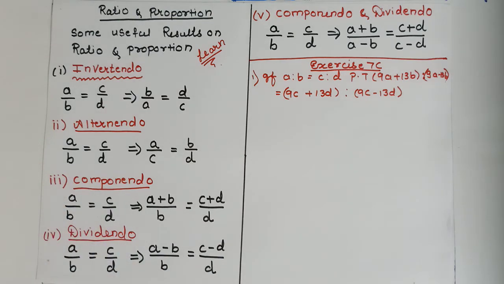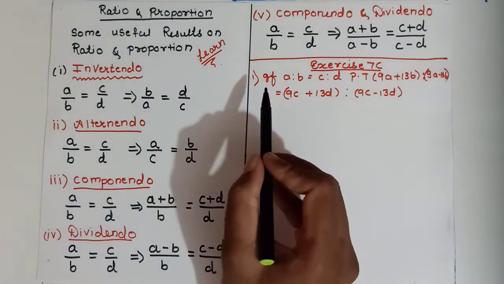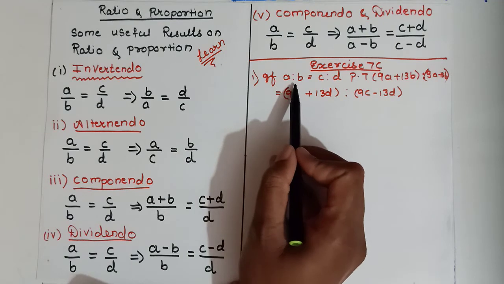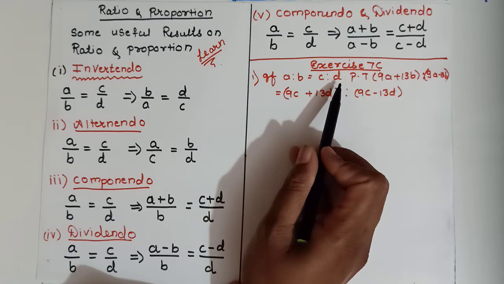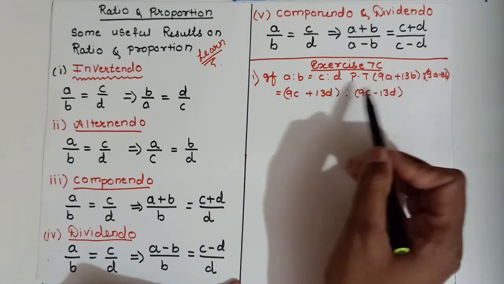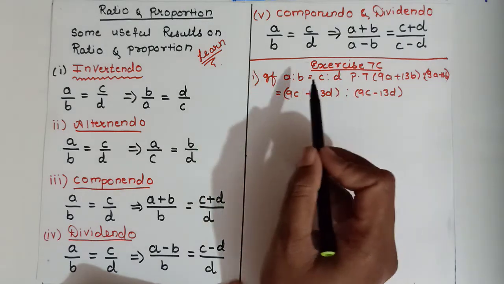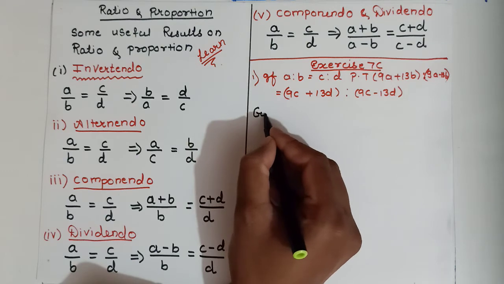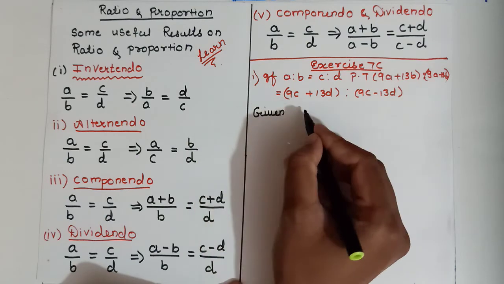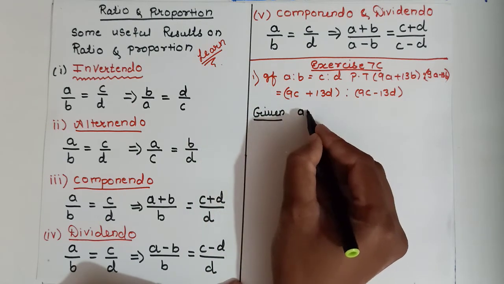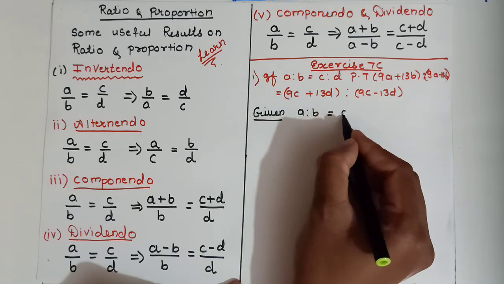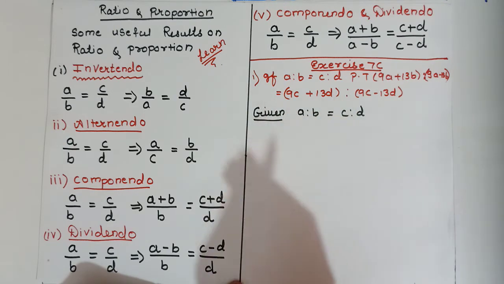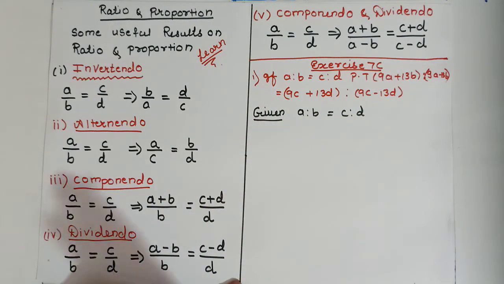Now let's see this problem. In this problem we have that A is to B equals C is to D, and you have to prove this. Whenever we have to prove something, whatever is given, that part we will take. So what is given? Given is A is to B equals C is to D. Whatever terms are given, you take that given part and move ahead for your solution.